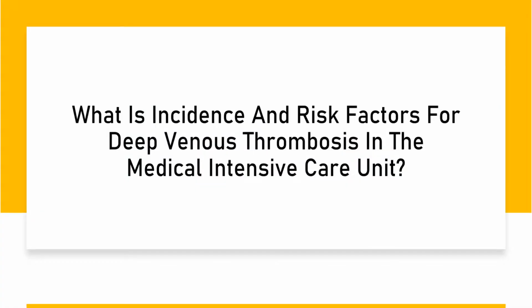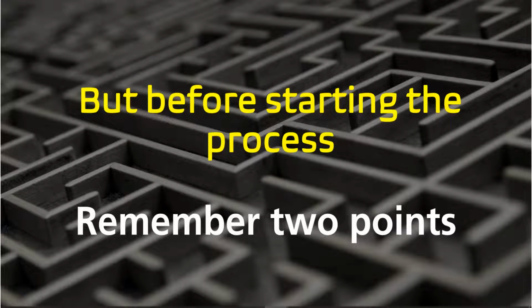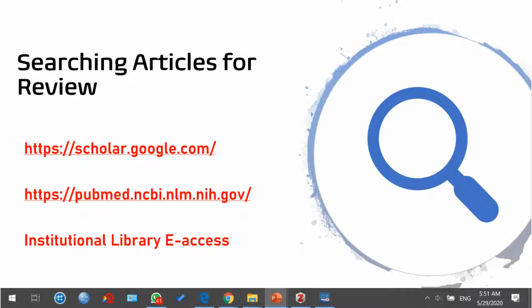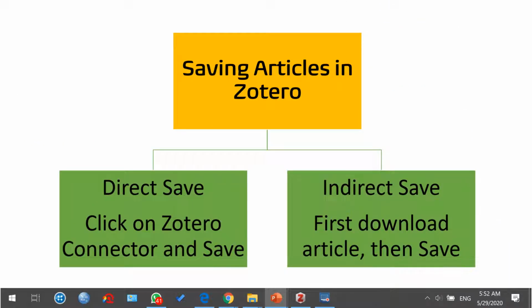So here is the research question for which we will do an article search for literature review first. Then save the selected articles in our reference manager software Zotero. So let's learn search and save first. But before starting the process, remember 2 points. Search article for review from Google Scholar, PubMed and Institutional Library and then saving that article in Zotero. So let's see this process.